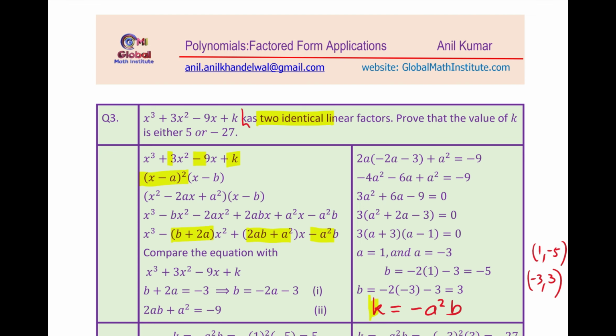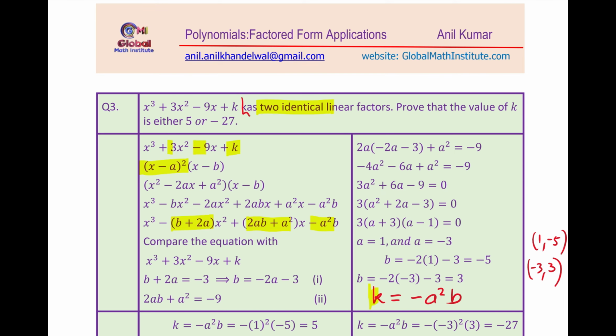Substituting these two sets, we get two different answers. Minus a square b is basically equal to minus a is 1 and b is minus 5. Multiplying, we get plus 5, verifying that k could be 5. In the other set, minus a square b, substituting minus 3 for a and 3 for b, we get minus 27, so we get the other answer.